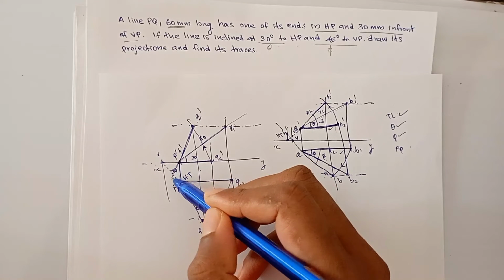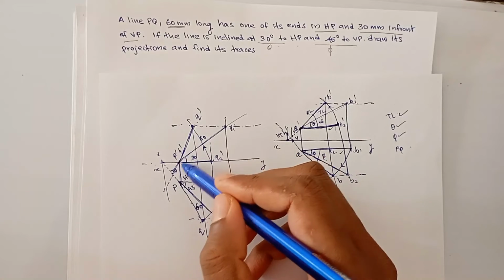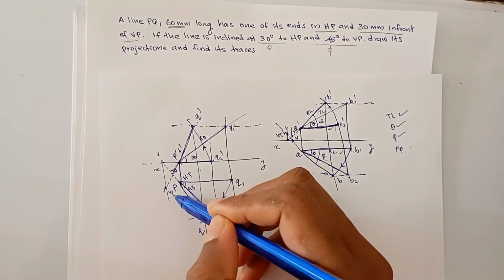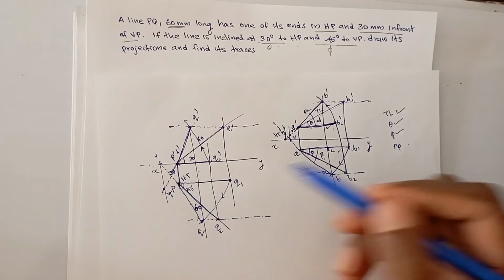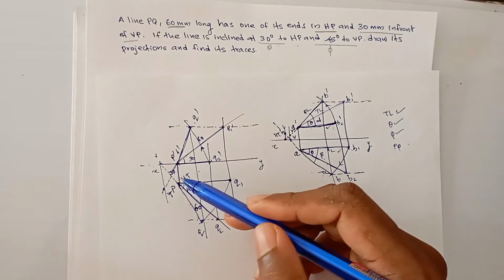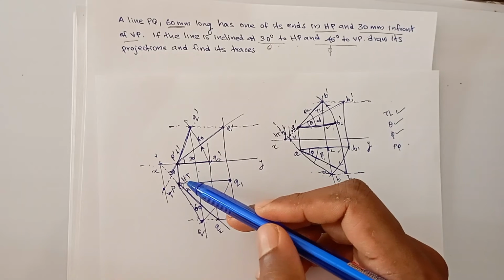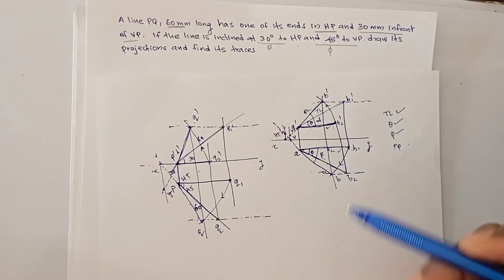So this is the line from front view. This is VT. Okay, this is VT. We got the projection, and we also identify the horizontal trace and vertical trace.